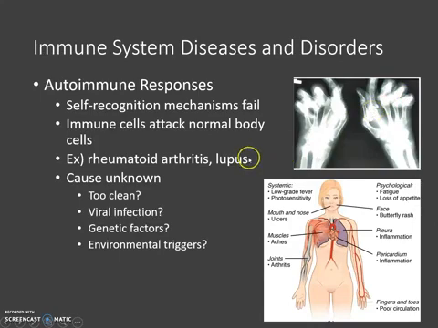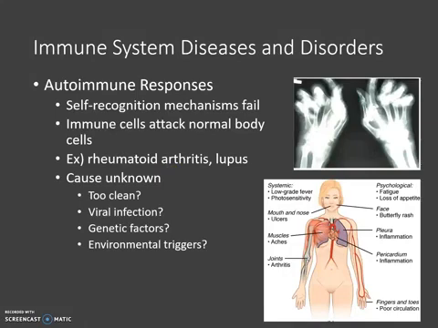And lupus is another one that's kind of well known. This image here shows you some of the symptoms associated with lupus. So it's kind of systemic wide inflammation in which the immune system is attacking different organs and tissues of the body. As I mentioned, we don't really know what the cause of autoimmune diseases are, but there are several theories out there.